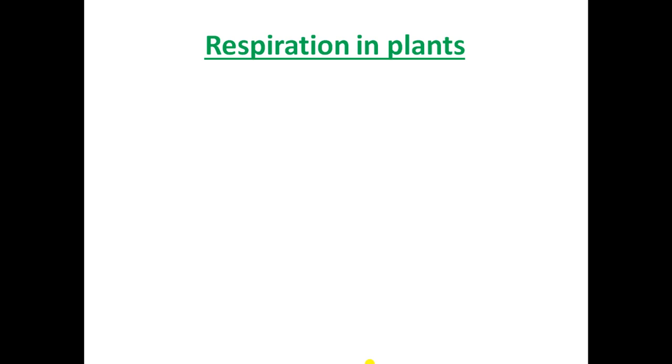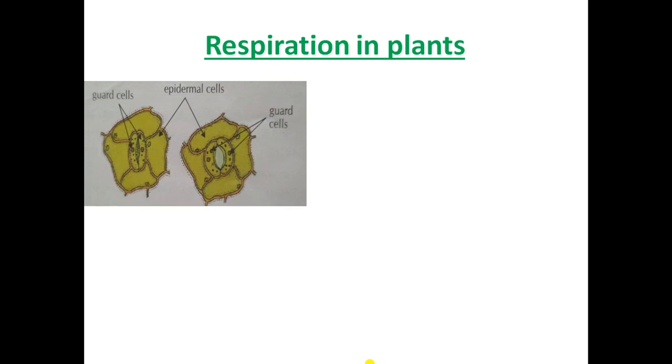The plants get energy by the process of respiration, in which glucose breaks down in the presence of oxygen to form carbon dioxide and water with the release of energy. Plants take in oxygen from the air and give out what? Carbon dioxide during respiration, in the same way. Fine. Now what are the things which are responsible?